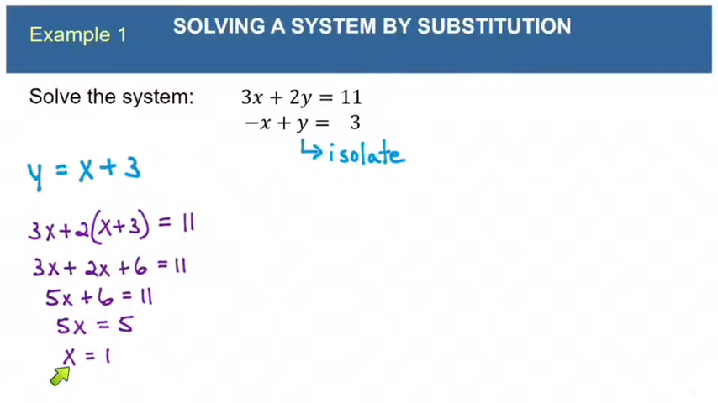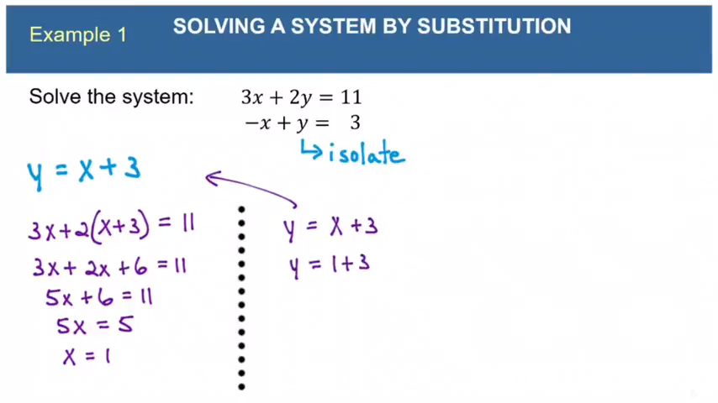Now we need a y coordinate to go with that. And so let's take our 1 and plug it back into the first equation that we solved for y. And y now equals x + 3, which we now know is 1 + 3. And so y = 4. And so our solution is the ordered pair (1, 4).